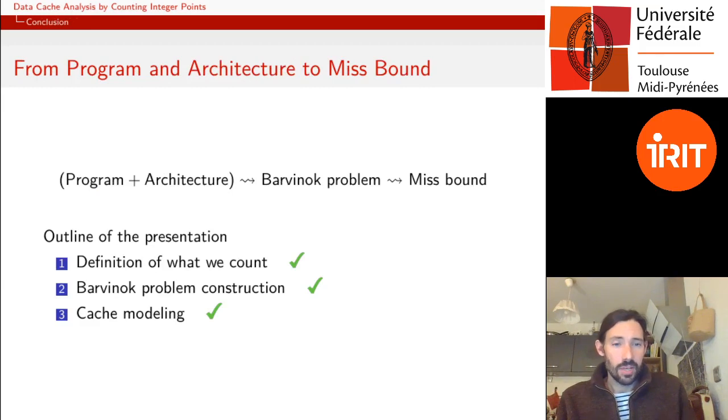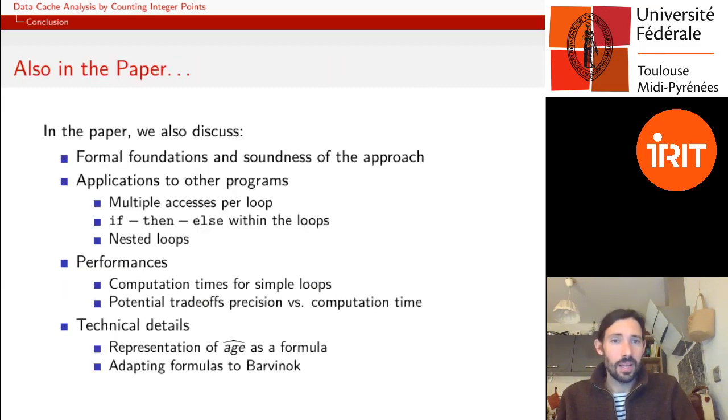Okay, so this is the conclusion of my talk. I presented a transformation that can take a program on an architecture and transform it into some Barvinock problem which delivers a miss bound for some accesses in the program. The article contains more information. It's a bit more formal and gives some hints on the soundness of the approach.